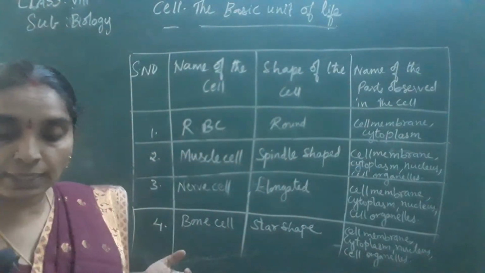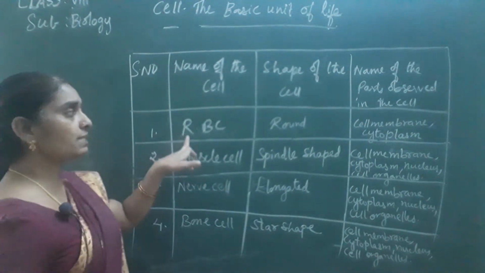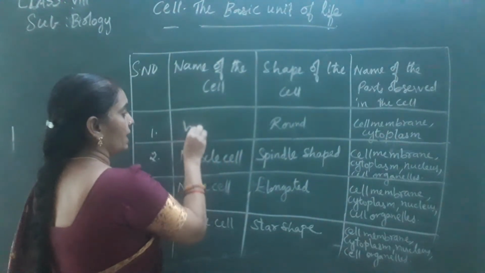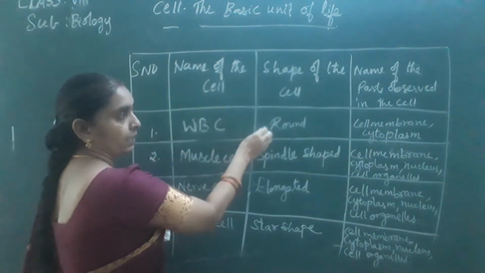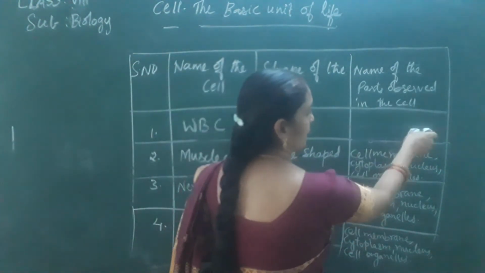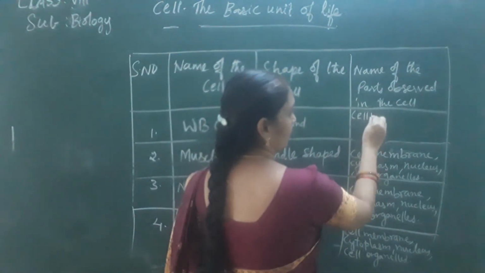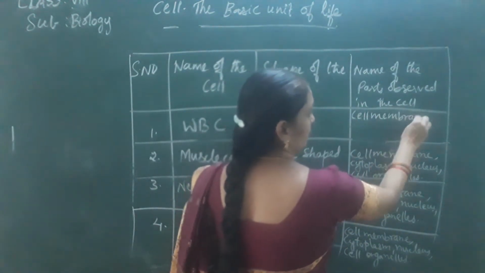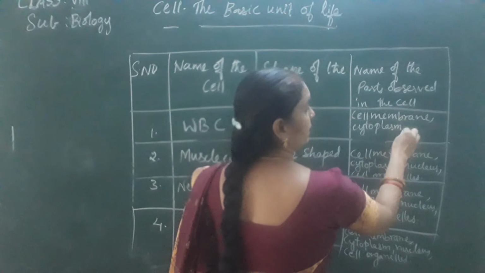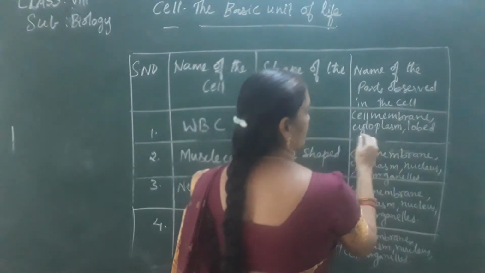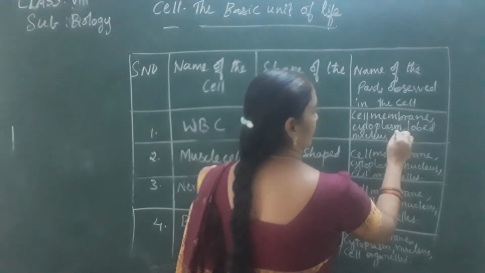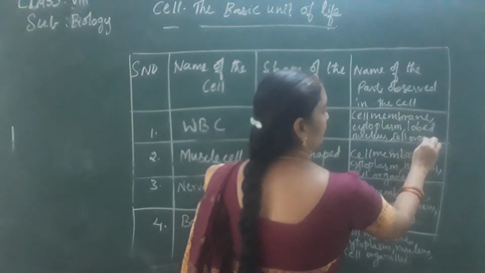What does the WBC contain? The RBC and WBC are quite opposite. The RBC are devoid of a nucleus, whereas WBC are round. They contain a nucleus which is lobed and constricted. It contains the cytoplasm, the cell membrane, a lobed constricted nucleus, and cell organelles are present in it.